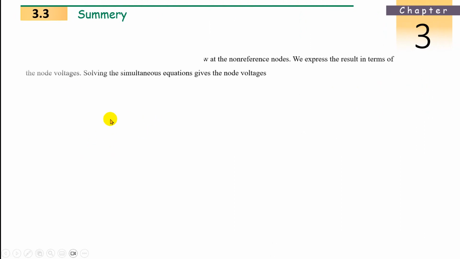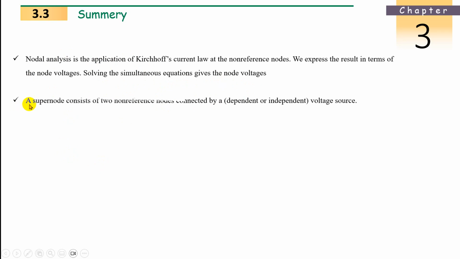Now summary, we'll check once again. Node analysis is the application of Kirchhoff's current law, KCL, at the non-reference node, because we have two kinds of nodes there. One is the reference node, which is also called ground node or zero node. Other than that, we call it non-reference node. We will write Kirchhoff's current law to the non-reference nodes only. We need n-1 equations, not more than that. So we express the result in terms of node voltages. By using Ohm's law, we have to write the equation in terms of node voltages. Solving the simultaneous equations gives the node voltages. Second, a supernode consists of... okay, this you need not study, the supernode is not there.